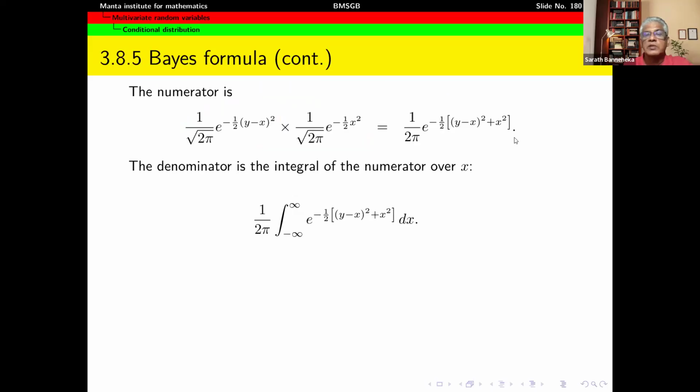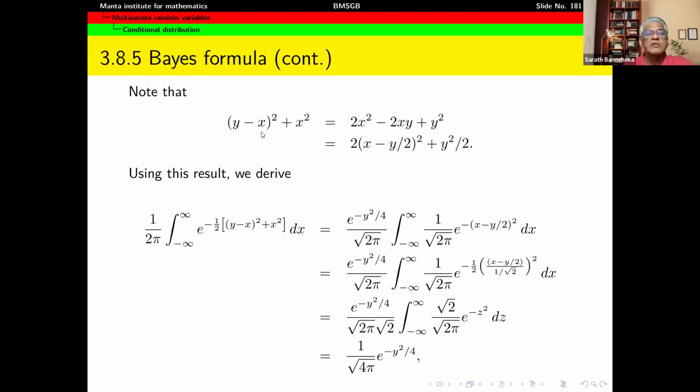This part here, like this. Y minus x square plus x square is equal to the square like this, and then plus y square over 2, right? So therefore, the integration will be given by this expression here, right? And you can substitute this expression here and then do a little bit of mathematics like this.